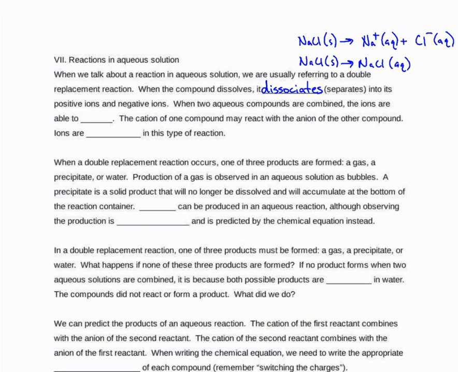When 2 aqueous compounds are combined, the ions are able to react. When they're solids, they don't really have the capability to react much, but once they're dissolved in water, the reactions can go pretty fast. So the cation of one compound may react with the anion of the other compound. Basically what's happening here, ions are rearranged in this type of reaction.